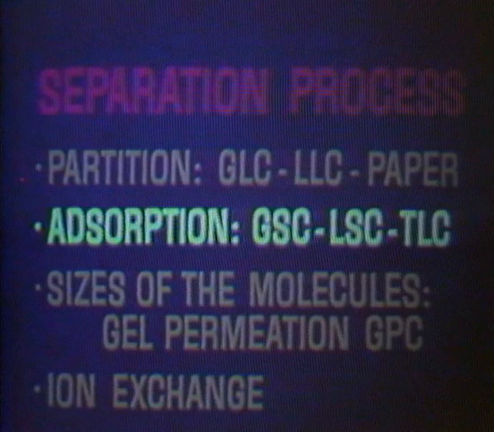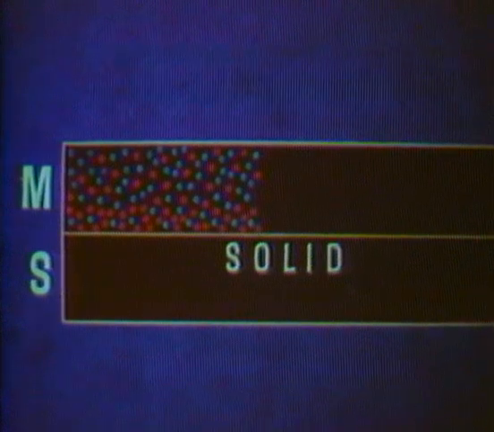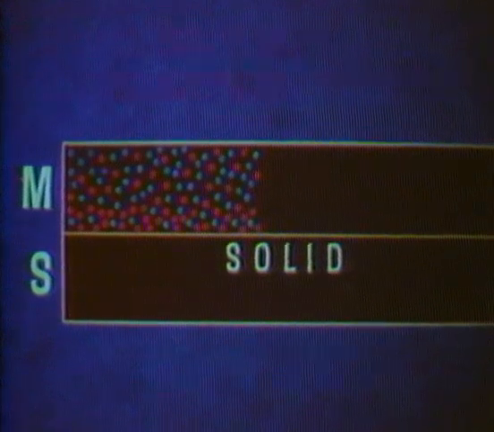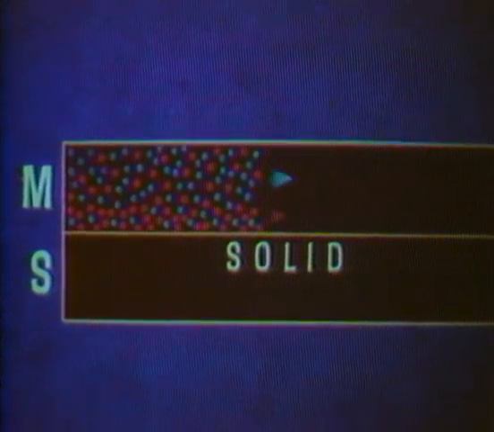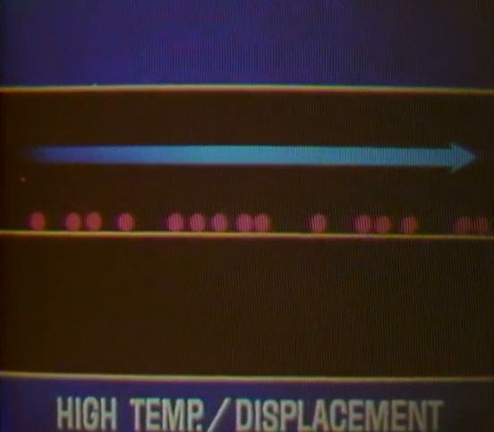Adsorption is a surface phenomenon. Gases and liquids are concentrated at the surface of a solid. Molecules of the sample are in equilibrium between the stationary solid surface and the mobile phase. If one component, such as the red molecules, has a high affinity for the solid, it moves more slowly. Sometimes binding may be so strong that there is no movement at all. This is irreversible adsorption. In this case, the adsorbed molecules may be removed only by high temperature or displacement by a more active substance, the basic principle of displacement chromatography.